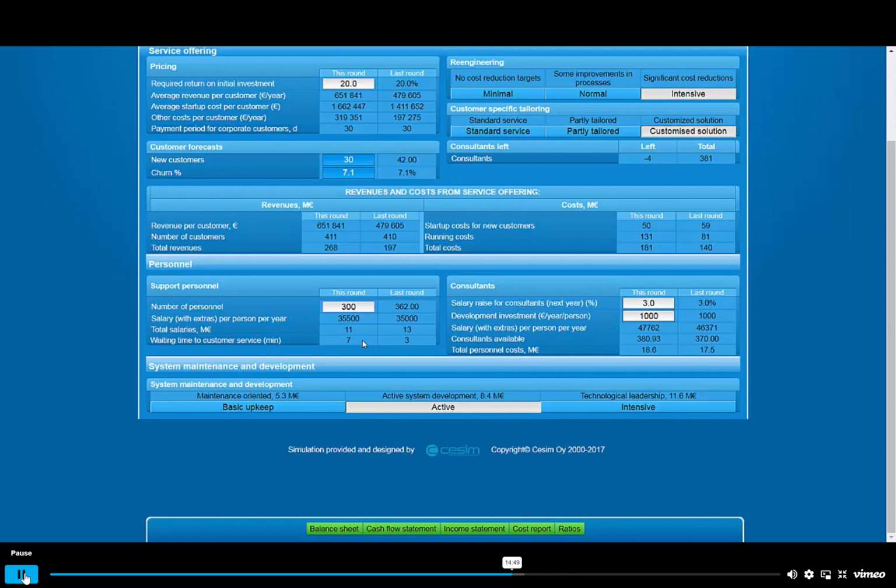The last thing that we decide on this page is the system maintenance and development investment, which means our investments in our own system. So we can have our sort of basic upkeep versus technological leadership here. And they have different costs, and they also have different influence on our brand image, and to some extent also on our operating costs.